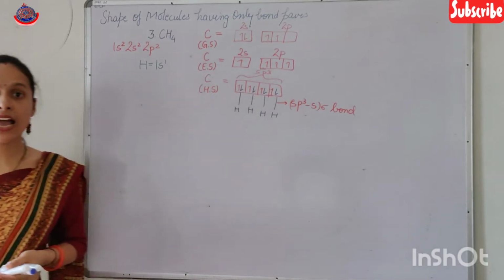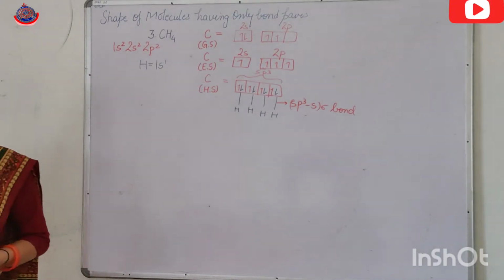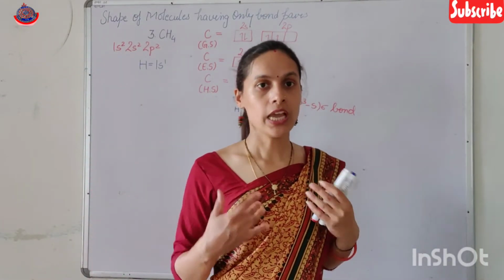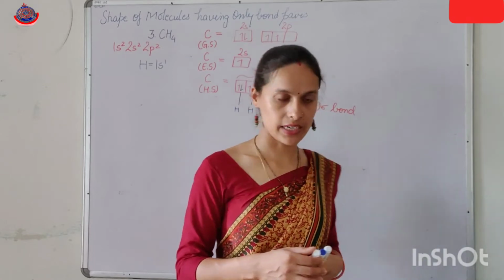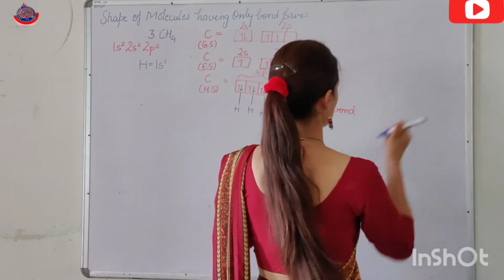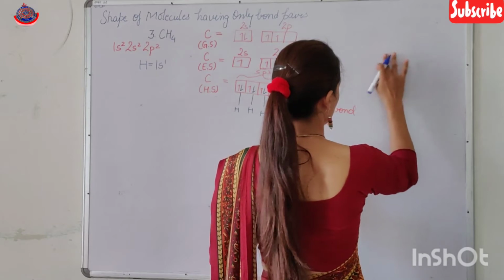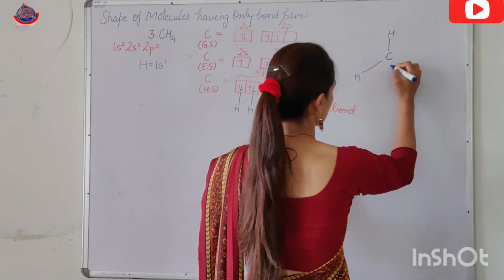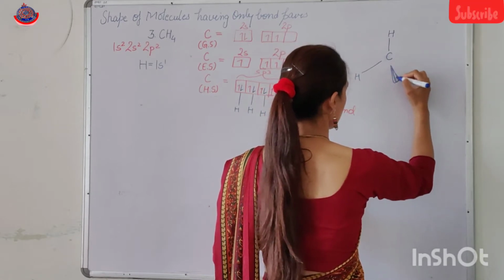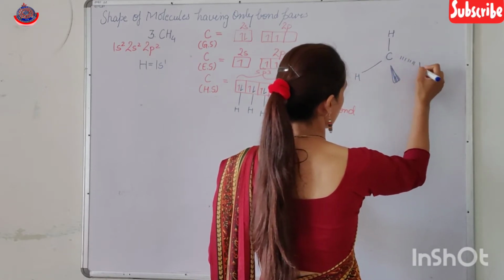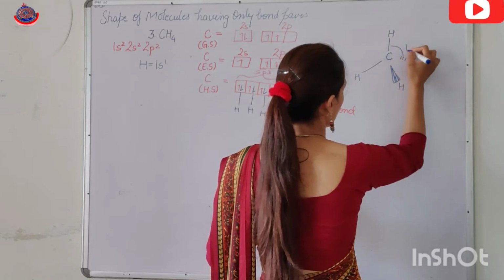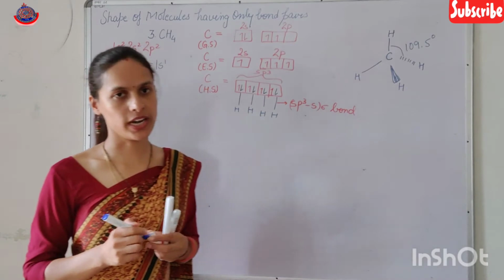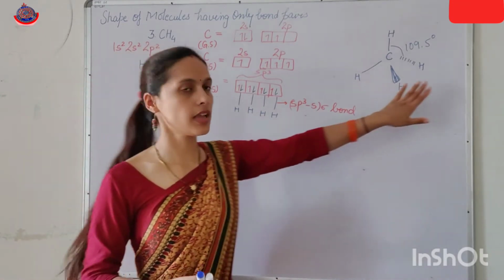And because the hybridization is sp3, due to sp3 hybridization its shape becomes tetrahedral. So the shape is like this: C, H, H. One is above the plane and another one is below the plane, with a bond angle of 109.5 degrees. And this is tetrahedral.